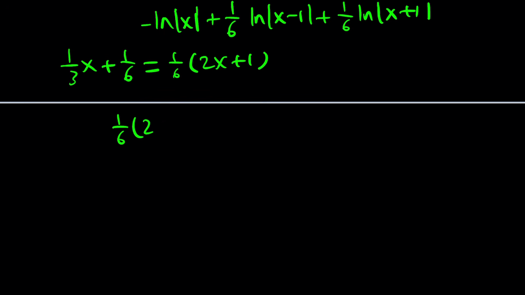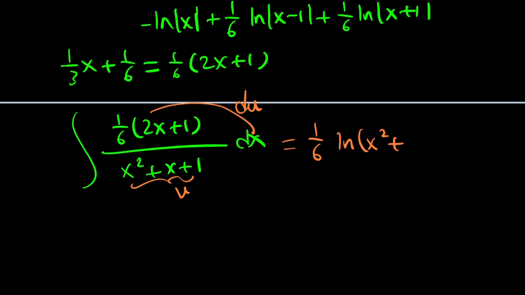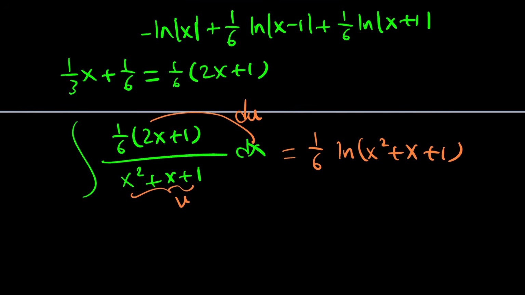Because when you write it like this, notice that the denominator is x squared plus x plus 1. The integration would be super easy because you can use u substitution. If this is u, then this is du. So you get the answer right away. From here, you basically get 1/6 times ln u, but ln u would be x squared plus x plus 1. I'm not adding any constants in this case because we're going to do that at the very end. Okay? Makes sense? So far, so good.